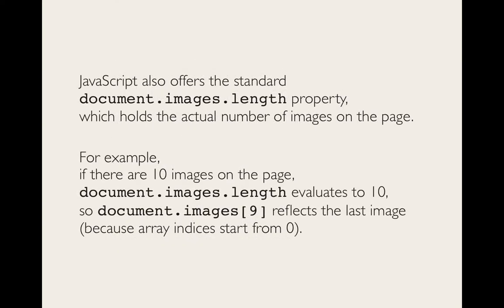JavaScript also offers the standard document.images.length property, which holds the actual number of images on the page. For example, if you've got 10 images on a page, document.images.length evaluates to 10. So document.images[9] reflects the last image because array indexes start from 0. We always count from 0, 1, 2, 3. So there we go. And this is really handy when we loop through the images in a document, say to add icons or adjust them or do whatever we want to with them in a for loop.